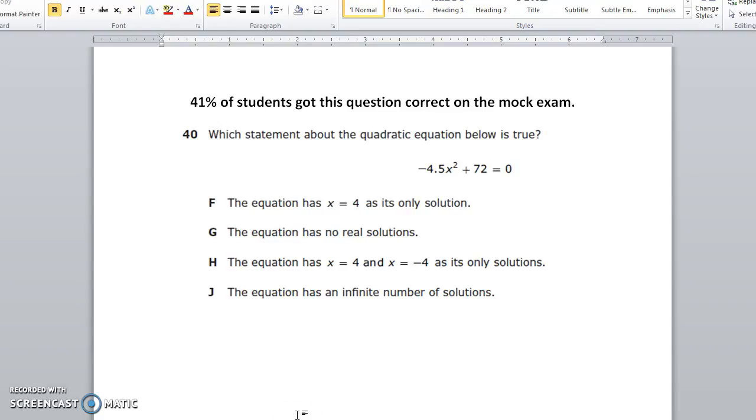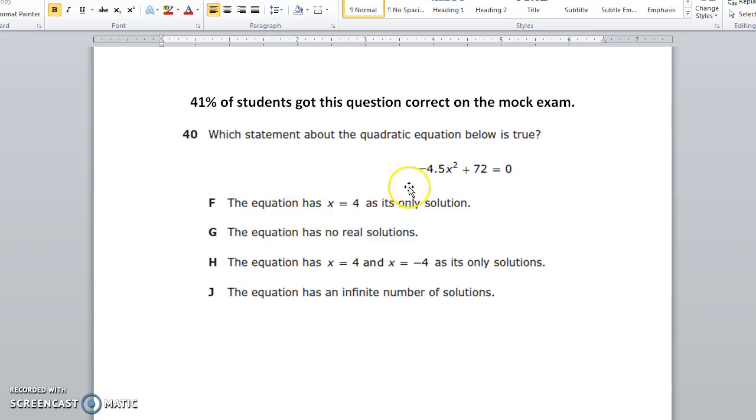Question 40. 41% of our students got this one correct on the mock exam. Which statement about the quadratic equation below is true? Here's our quadratic equation. Quadratic, again, means that we have an x squared in the equation. So if this were a quadratic function, it would look like a parabola.